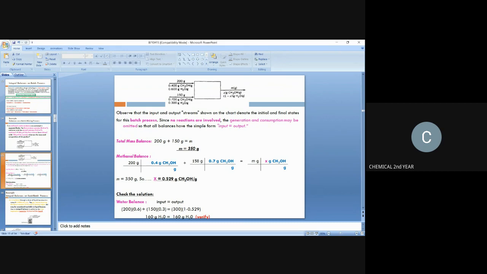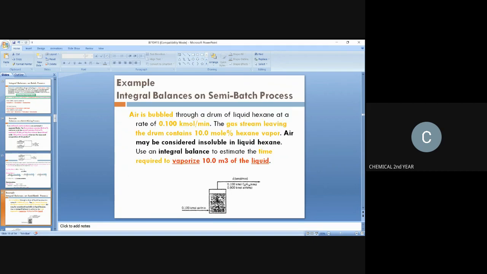Calculation. Water balance is equal to input plus output. Input is equal to 200 into 0.6 plus 150 into 0.3, which is equal to 300 into 1 minus 0.529. On simplifying this, we will get 160 gram of water is equal to 160 gram of water.